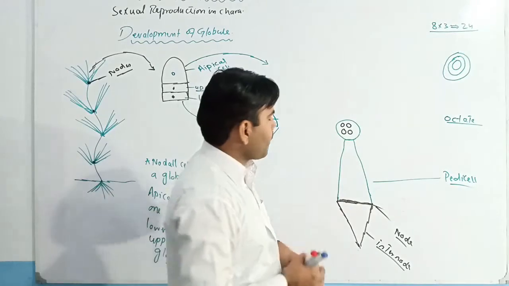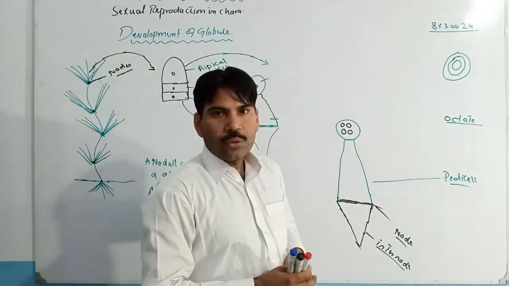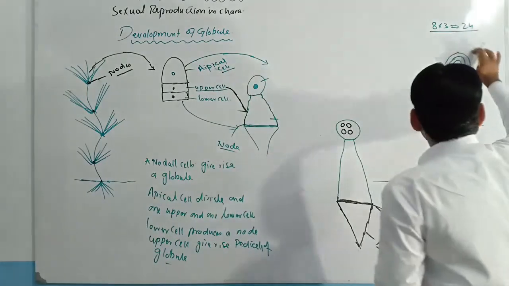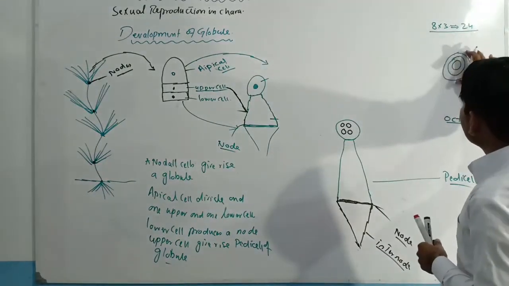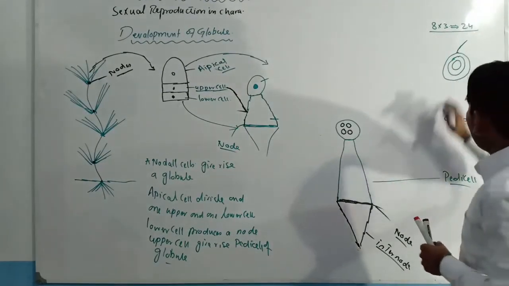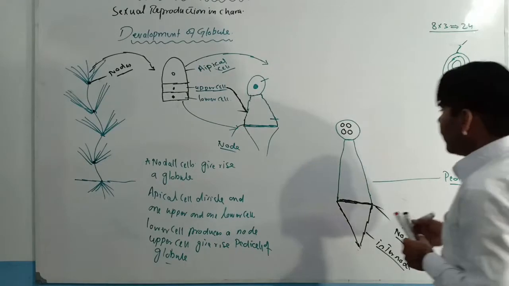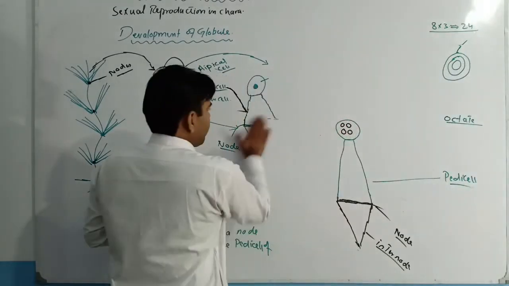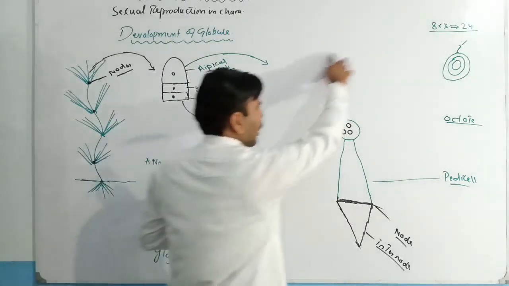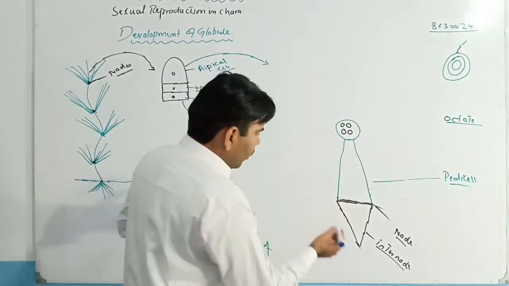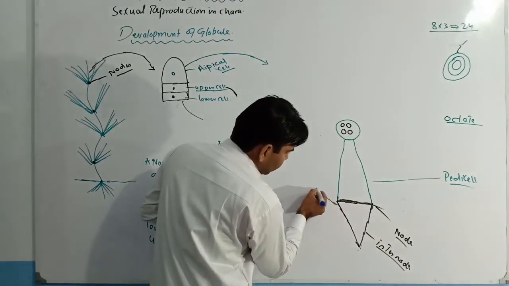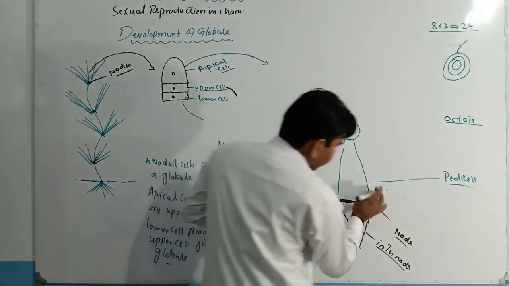Keep in mind, these 4 cells, these 3 layers but 24 cells. This outer layer of 8 cells will form a shield of a globule. How is the shield of the globule formed? Like this. This is a shield.